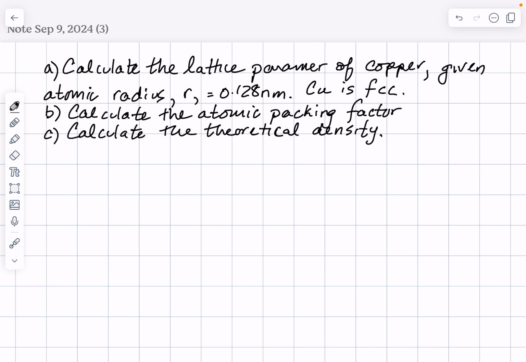All right, welcome to Material Science and Engineering. What I'd like us to focus on today is calculating these three values: the lattice parameter of copper, given its atomic radius and the fact that it's face-centered cubic. And then I'd like us to calculate the atomic packing factor, and finally the theoretical density of copper.